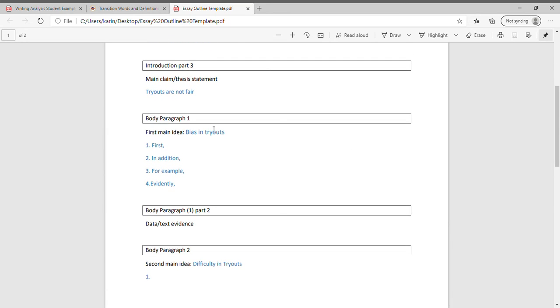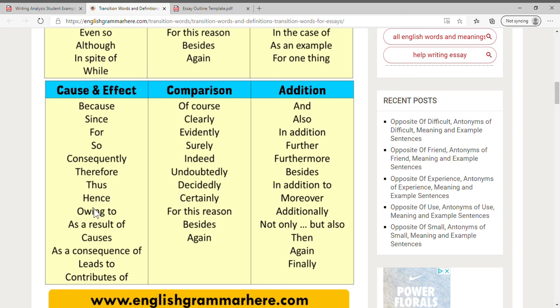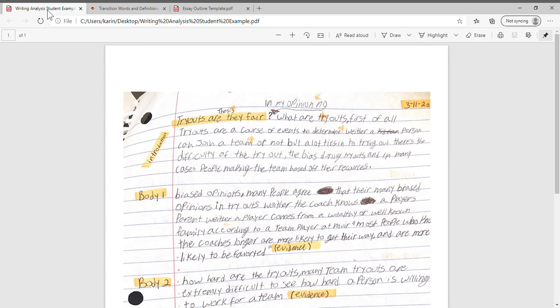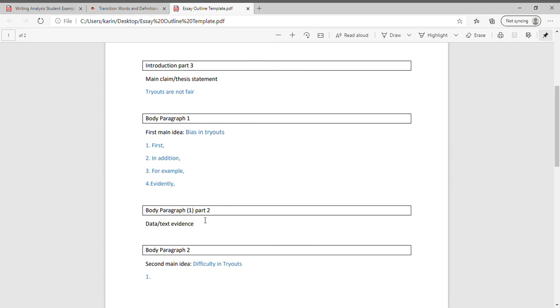So next we have body paragraph number 1. So your first main idea is bias in tryouts. And I included numbers 1 through 4. So this is where you're going to write each of your sentences. And I included some sentence starters that can help you. So we have first, in addition, for example, so this is where you would include your evidence. And evidently, so these are just suggestions. You can go here and find more words. And in the second part, this is where you're going to include your evidence.